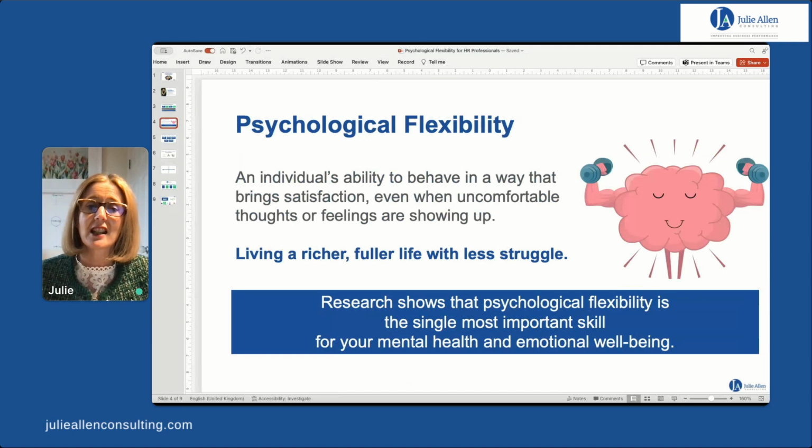So it's thinking about this as an individual's ability to behave in a way that brings them satisfaction, even when uncomfortable thoughts and feelings are showing up. I'm going to go into some detail to explain psychological flexibility and also how to achieve it.